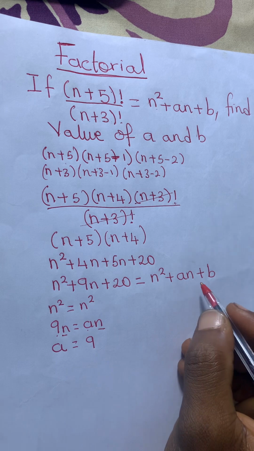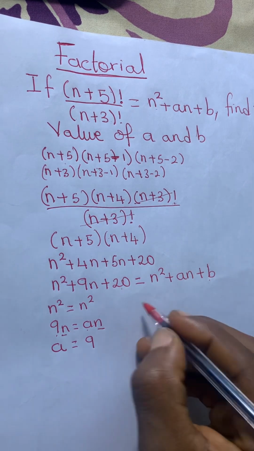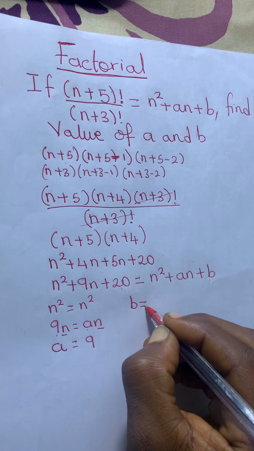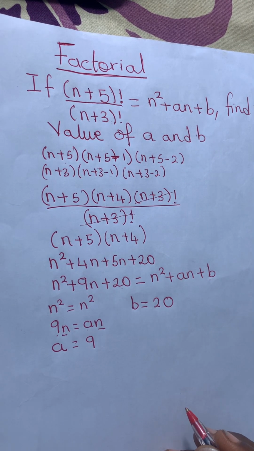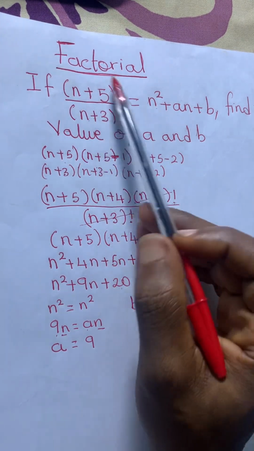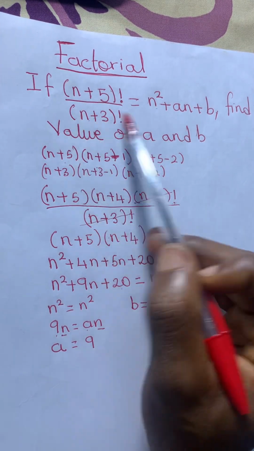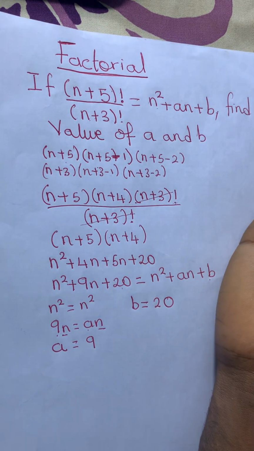Then we move on to the b. And the b is this term over here. We shall say that b is equal to 20. So remember that when it comes to factorial, especially with these types of questions, your focus is to clear the denominator. Sometimes too, your focus may be to clear the numerator.